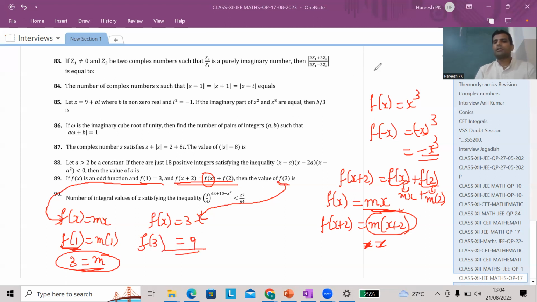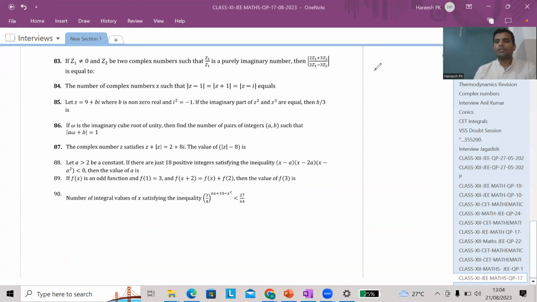That is the answer. This is an easy question provided you knew that when f of x plus alpha is written as f of x plus f of alpha, that means f is a linear function.